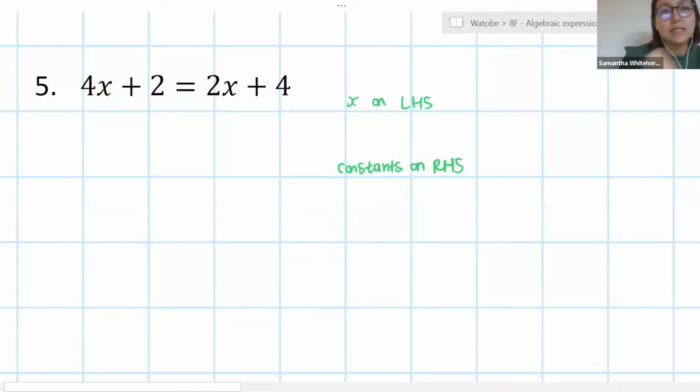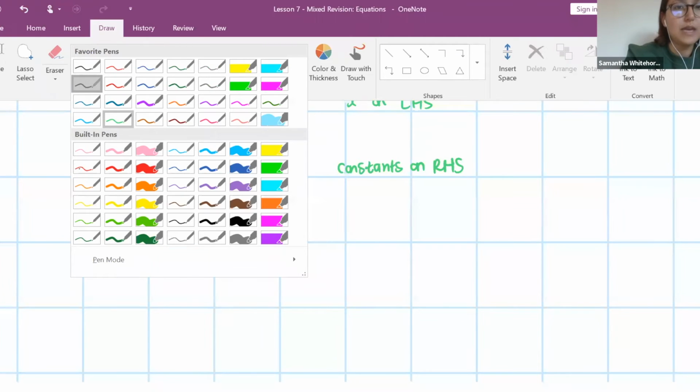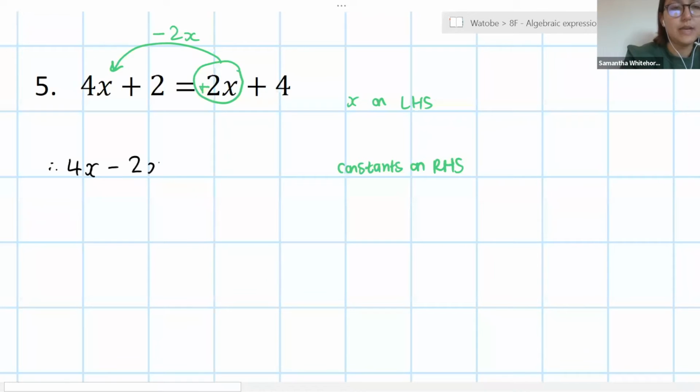The first thing that I see is that I've got a 2x on the right, but I want it to come over to the left. Now that 2x has a plus sign in front of it. I don't write it there, but I know it's a plus, which means that I have to do the opposite. I now want to minus 2x. So what that's going to leave me with is 4x minus 2x plus 2 is equal to 4, because the 2x is gone on the right-hand side. I've moved it over onto the left-hand side.